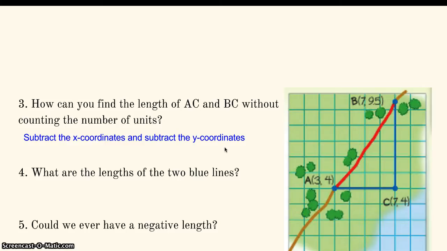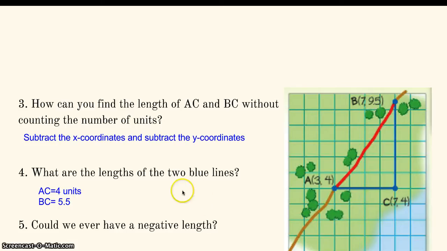You can do that by subtracting the x and y coordinates as well. If we looked at AC, we could take 7 minus 3 and we would have gotten 4 units. For BC, we could have taken 9.5 minus 4 and gotten 5.5.